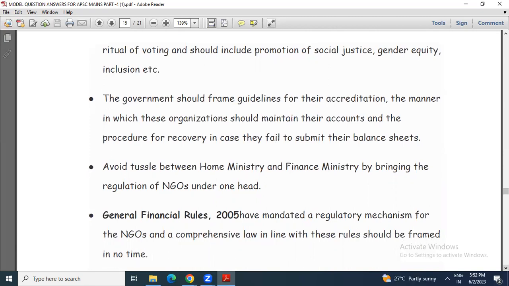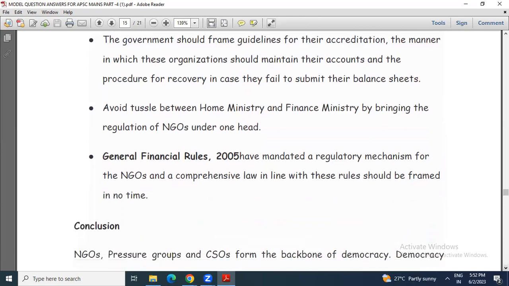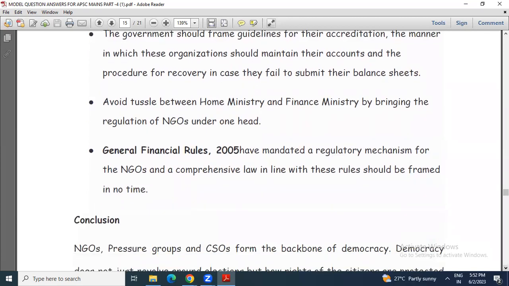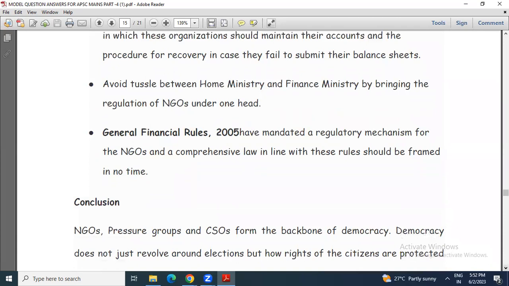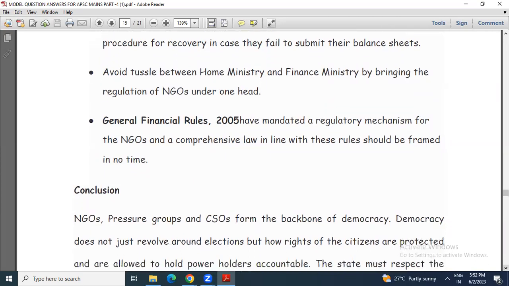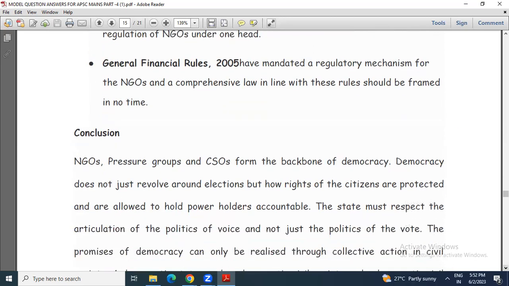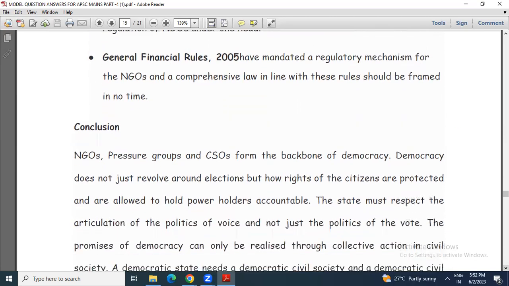Then the government should frame guidelines for their accreditation, the manner in which these organizations should maintain their accounts, and the procedure for recovery in case they fail to submit their balance sheets. Avoid tussle between the Home Ministry and Finance Ministry by bringing the regulation of NGOs under one head. Then the General Financial Rules 2005 have mandated a regulatory mechanism for NGOs, and a comprehensive law in line with these rules should be framed in no time.